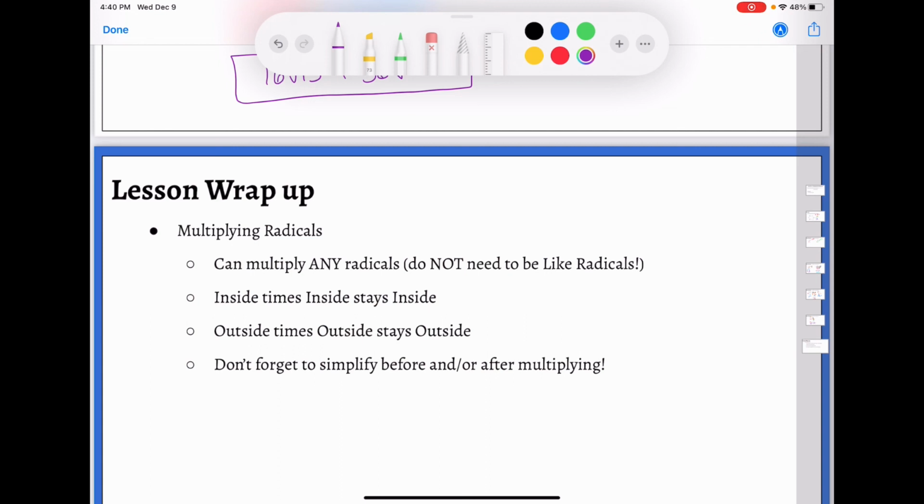Don't forget to simplify. You can either do it before and or after, right? If you don't have to do it before, you can just multiply and then simplify after. If you do simplify before, it'll make your numbers easier, but then you'll probably have to also simplify again after multiplying. And just be careful to watch your insides and outsides when you're distributing, and make sure you only add together anything that are like radicals once you get the two terms and you're adding or subtracting.